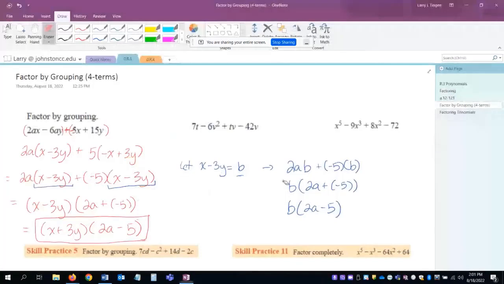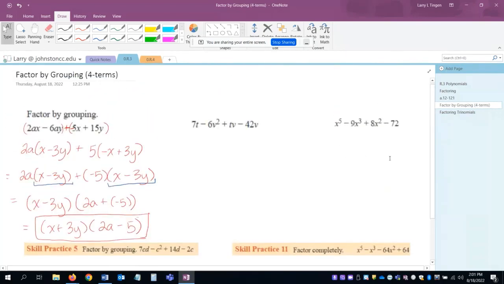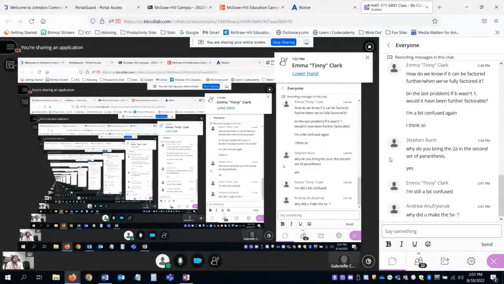That's okay. So I tell you what, Emma, what I want you to do is I'm going to let everybody just take a few minutes. Take a look at these next two. I'm going to be quiet for a second. I want you to work on it for a second, and then we're going to come back, and we're going to factor some of this.